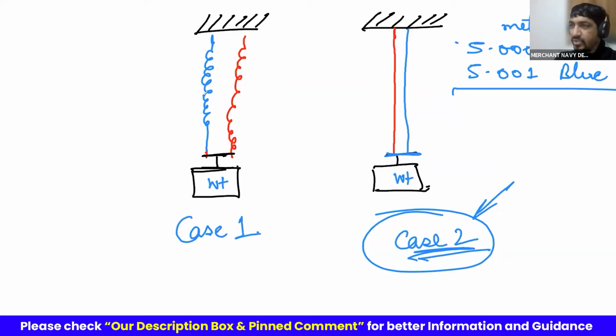Okay, so in case 1, even then the initial length is the same, 5.000, and the blue one is 5.001. I'll just make the red one with red color so that everybody doesn't get confused. Okay, in case number 1, tell me, if the red is 5.000, but it is a spring. It's a spring.